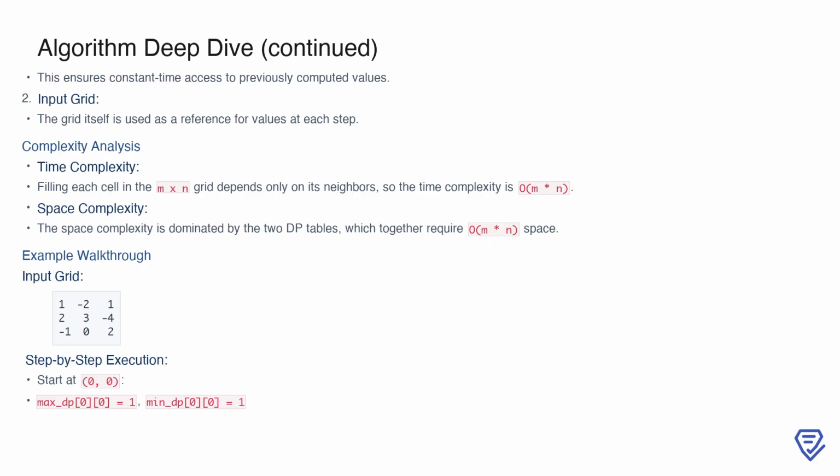However, we can optimize the space complexity further by using just two rows, one for the current row and one for the previous row, reducing it to O(n), where n is the number of columns. This optimization is particularly useful for grids with a large number of rows. Overall, the algorithm is both time and space efficient, making it suitable for solving this problem even with larger grids.